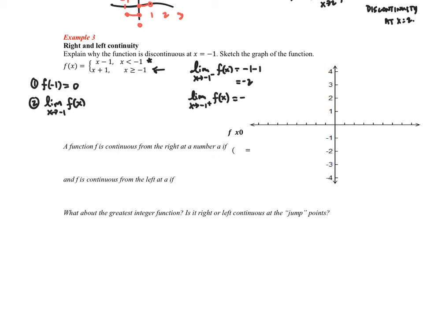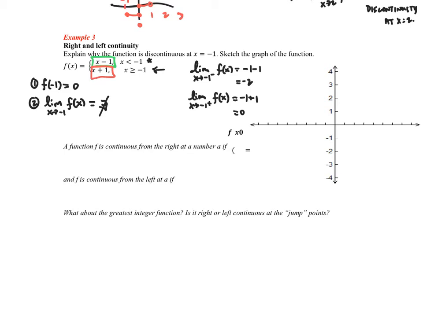Right? I took -1, and I added 1, and I got 0. Therefore, this limit in part 2 of the checklist will not exist. Thus, we won't have continuity for this function. Now let's graph this. I'm going to graph the first part of the function in green and the second part in red. So what we'll see is that the value exists at x equals -1, but the limit doesn't exist at x equals -1.